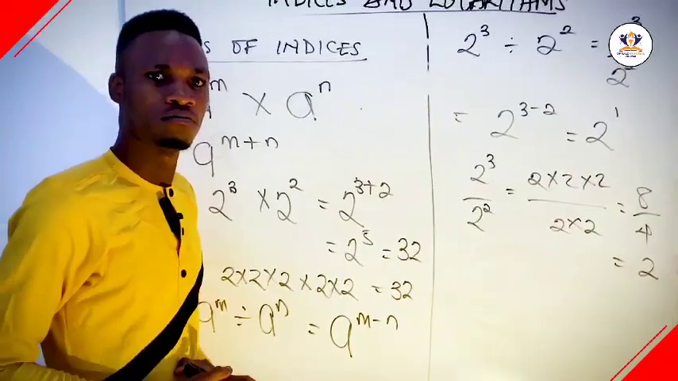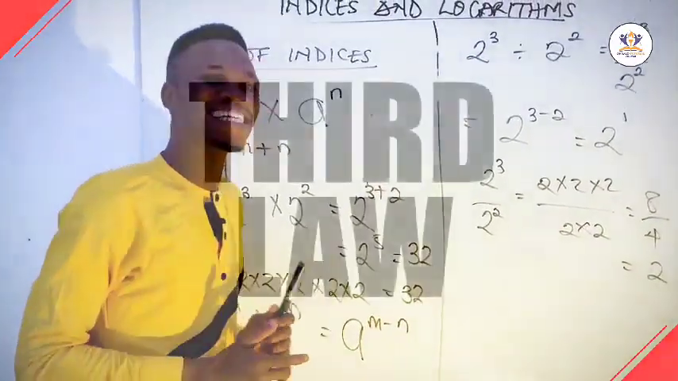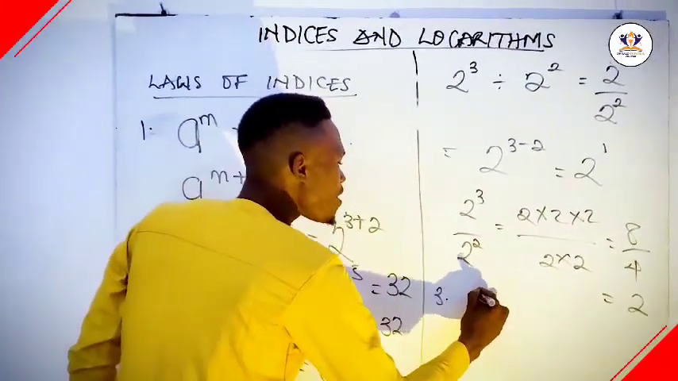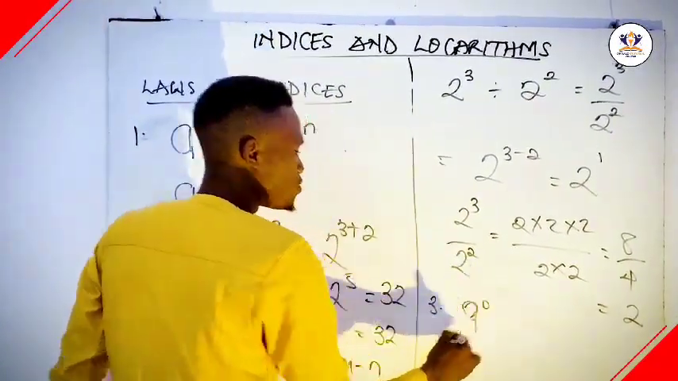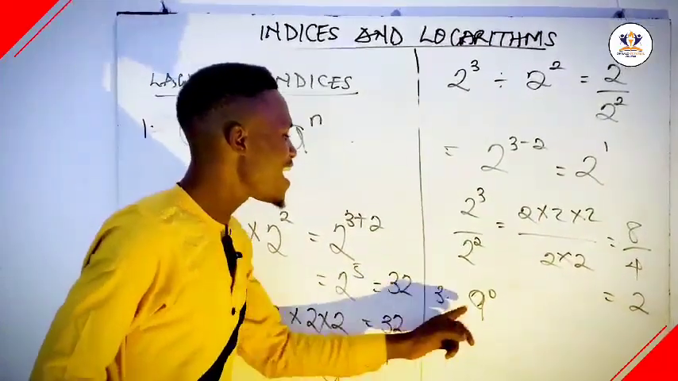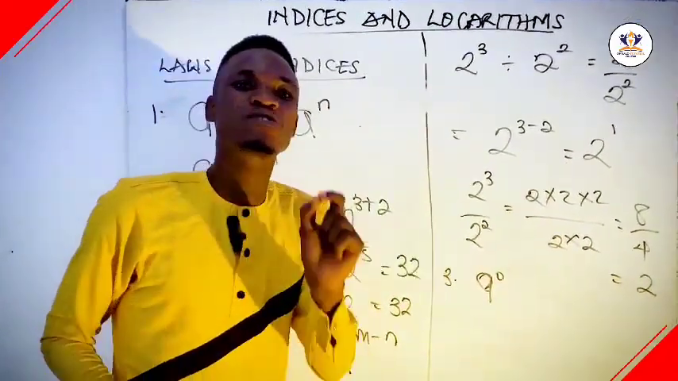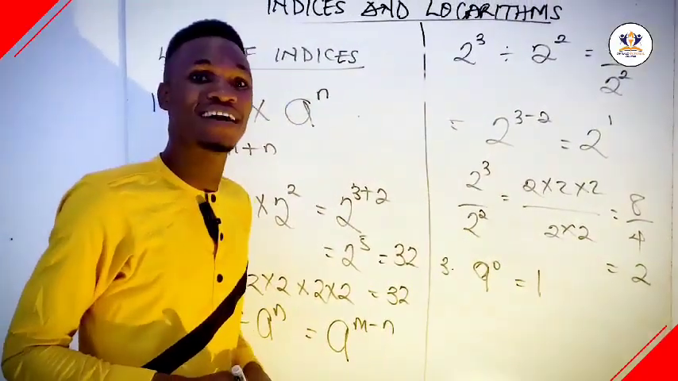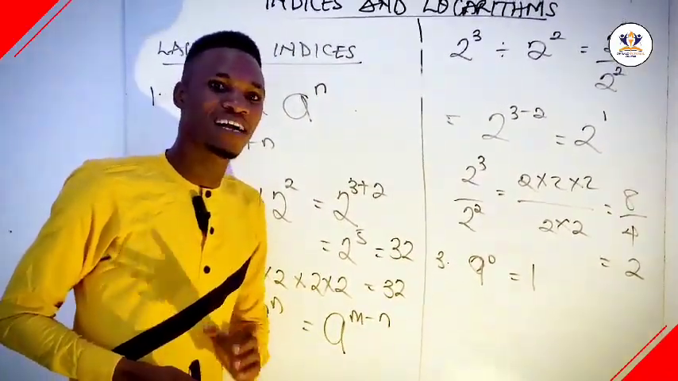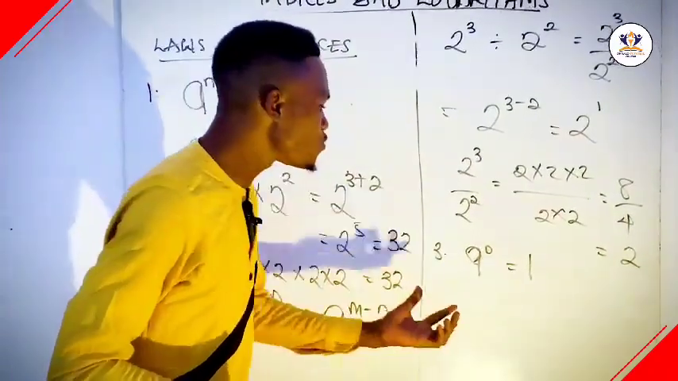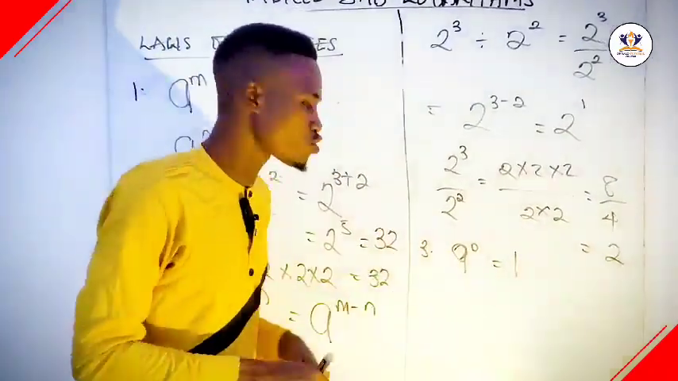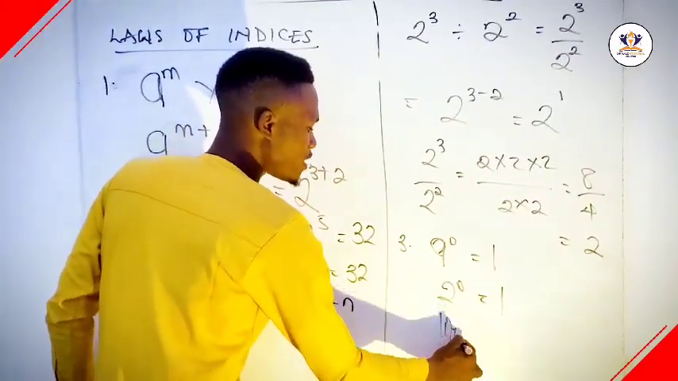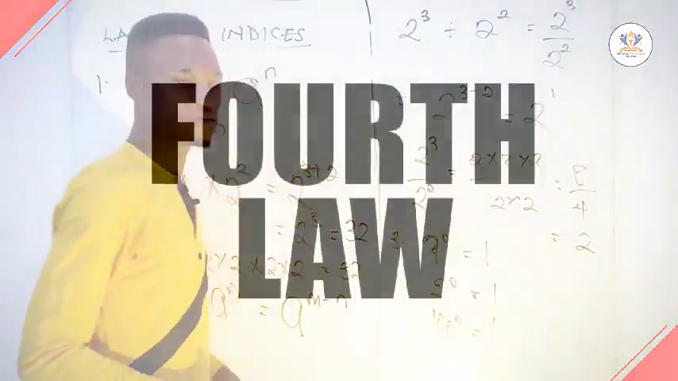So simple, like that. So now the next thing is, law 3. Anytime we have a raised to power 0, let's start with that. Anything whatsoever raised to power 0 is equal to 1. You can have 2 raised to power 0, that is 1. You can have 100 raised to power 0, which is equal to 1.